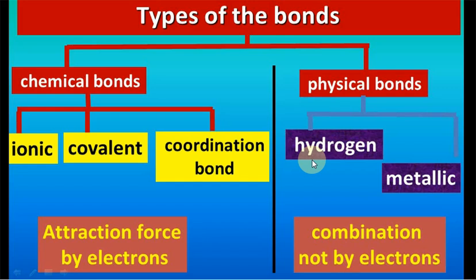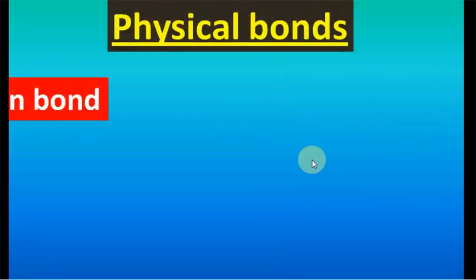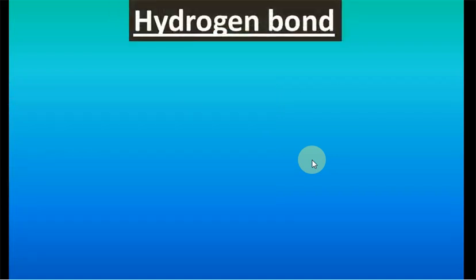We will study now hydrogen and metallic bonds. We have studied the ionic, covalent, and coordination bonds, all the chemical bonds. But now I will focus on hydrogen and metallic bonds. Hydrogen bond. We have studied the hydrogen bond in the prep stage. In the prep stage, this is a famous question.